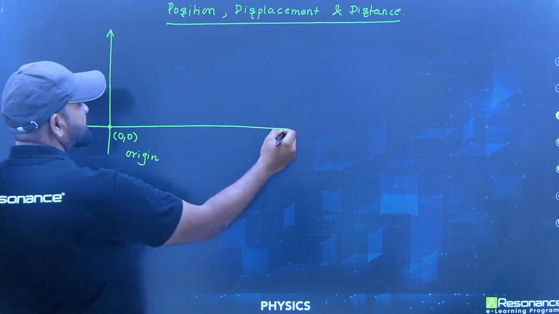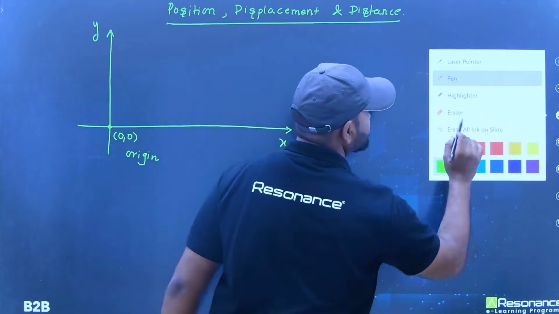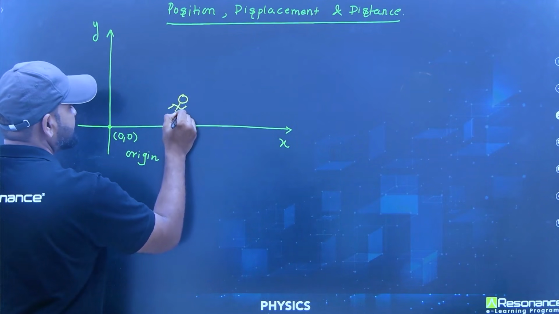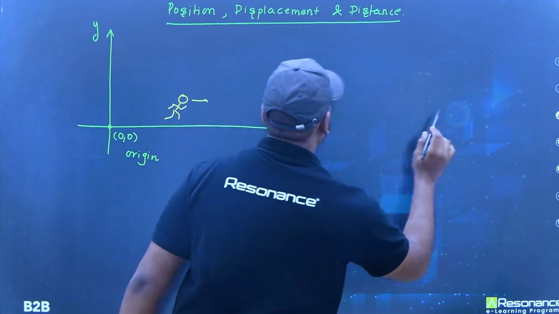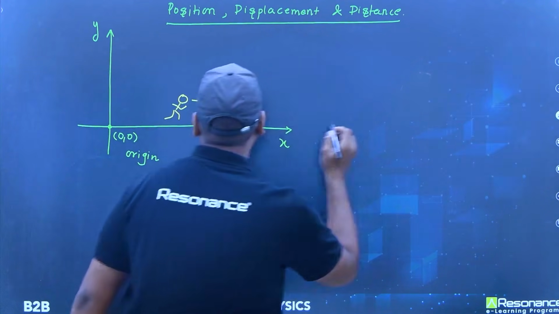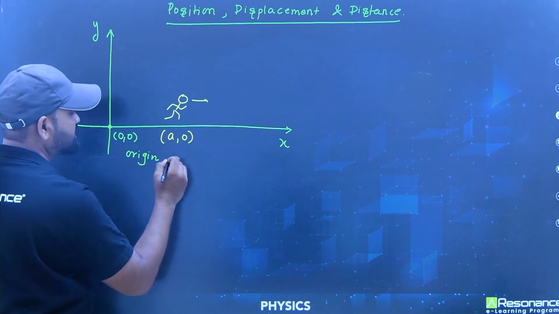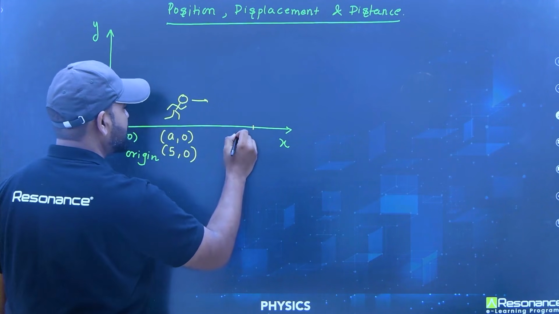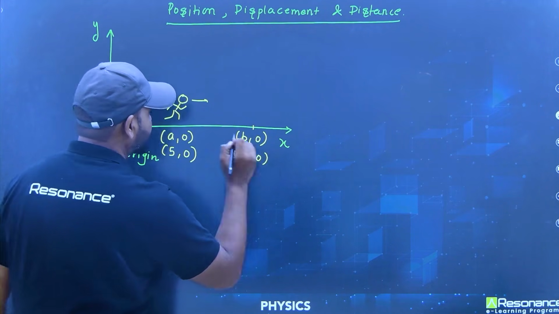And here we are going to get a person running like this. This person right now is at a comma 0. Let's call it 5 comma 0. And soon it will move to a point called b comma 0, which is going to be 10 comma 0.